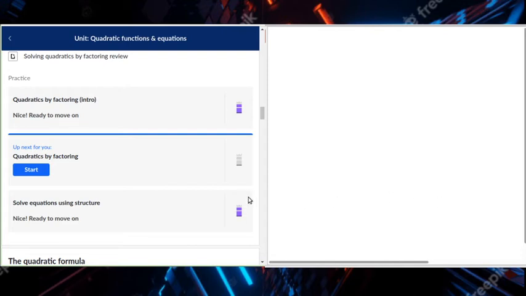Okay, so we just finished quadratics by factoring, the intro. We're going to be doing quadratics by factoring now. Let me say that again. We just finished quadratics by factoring intro, and we're going to be doing quadratics by factoring.